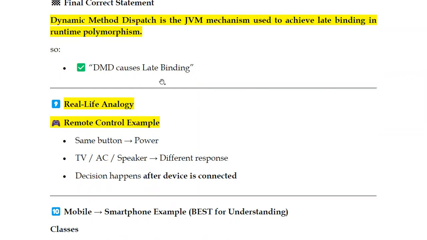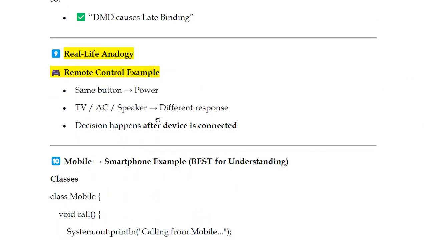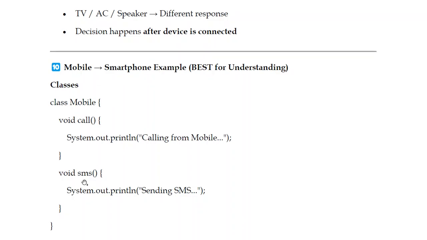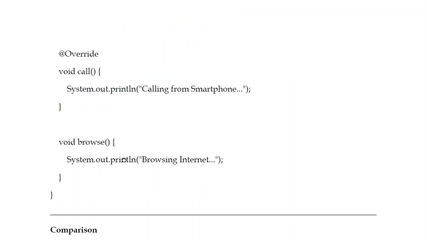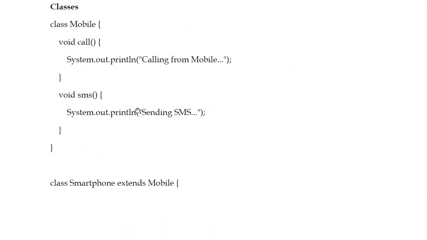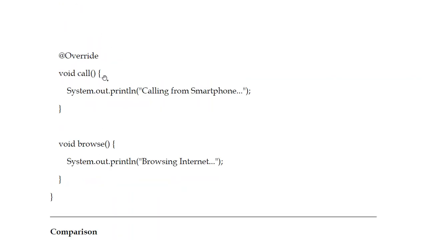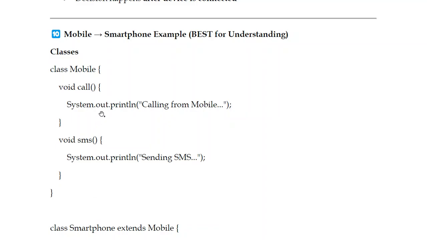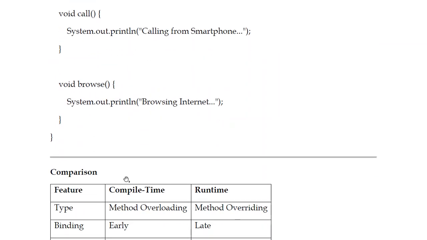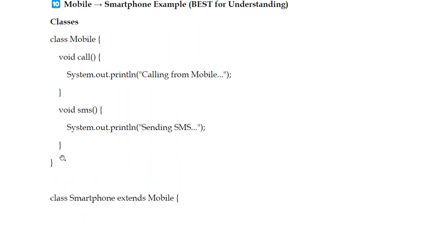Based on the object, it will be executed. Take another example, a basic mobile and a smartphone. The basic mobile has call and SMS methods. We take another class, the smartphone, which extends the mobile. It overrides the call method and adds browse. So here I'm overriding call alone. Browse is not present in the parent; browse is a new method. Simple thing.